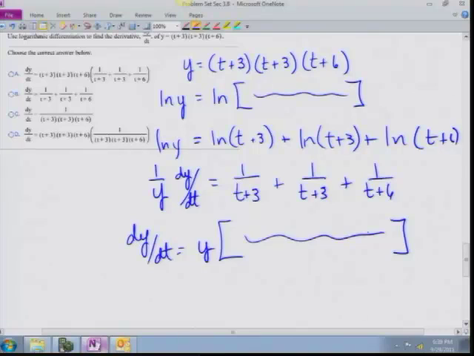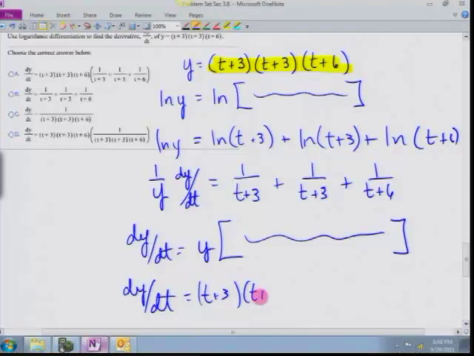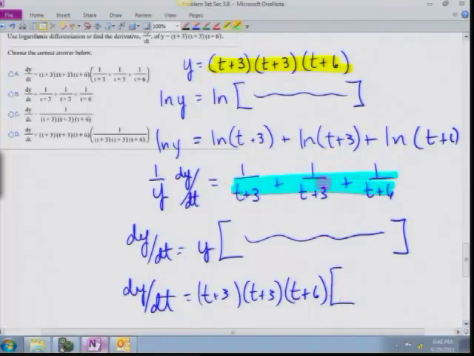But we're not through. What were you going to ask? They just stuck what y was in. Yeah, because we know what y is. Y is right here, correct? So now we're going to have dy dt equals all of this stuff that's in yellow, t plus 3, t plus 3, t plus 6, times all of these. And so that's a multiple choice question, and it is this guy here.